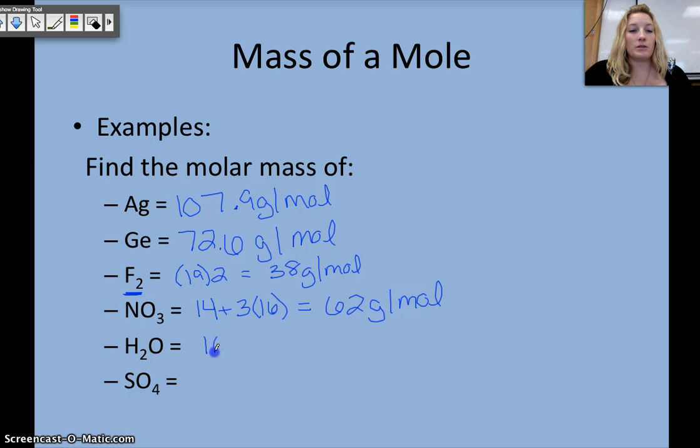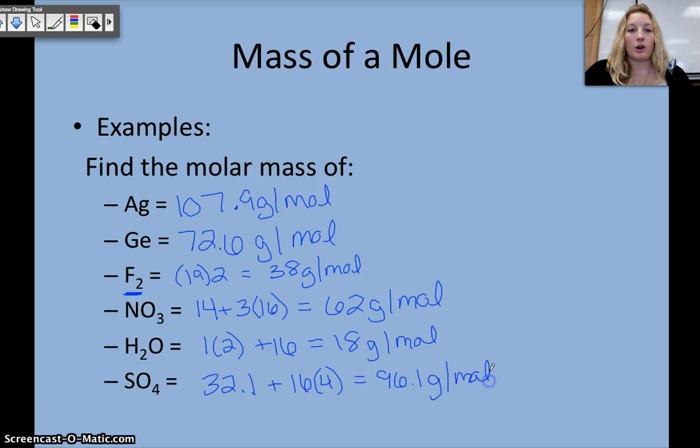H2O, hydrogen, weighs 1. We have 2 of them, plus our 1 oxygen, which is 16. You should have gotten 18 grams per mole. And finally, our sulfate ion here, SO4, sulfur is 32.1. Oxygen is 16, and we have 4 of them. So we get a total of 96.1 grams per mole. Again, it all comes from the big PT. All you gotta do is take each of them and add them up.